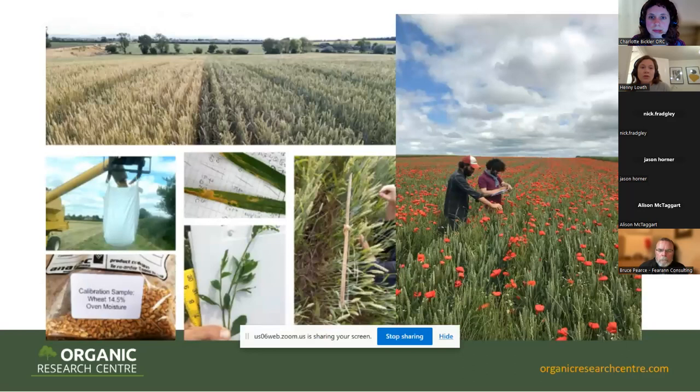During the trials, we would go and carry out assessments twice during the year. We collected data from each of the variety strips. We'd be collecting data on the agronomic performance indicators, so we'd be looking at vigor, height, weed cover, and different weed species present. And then we'd also be collecting data on the yield and the grain quality at the end of the season.